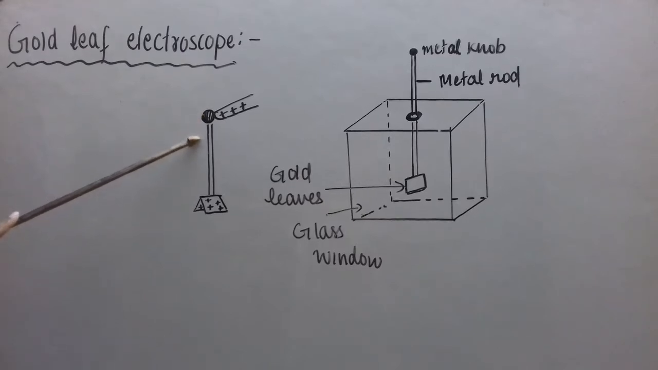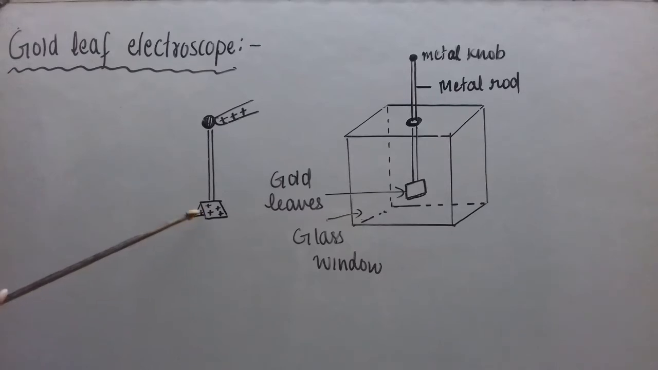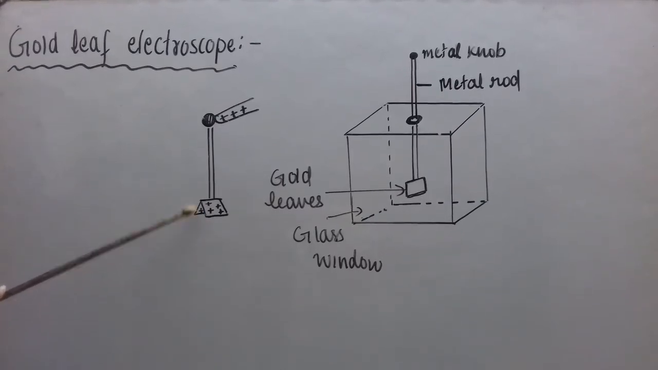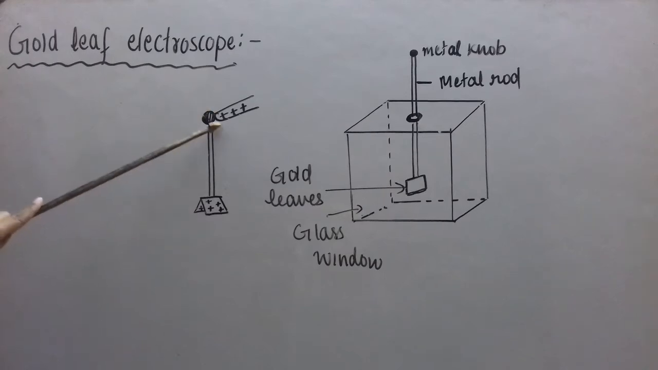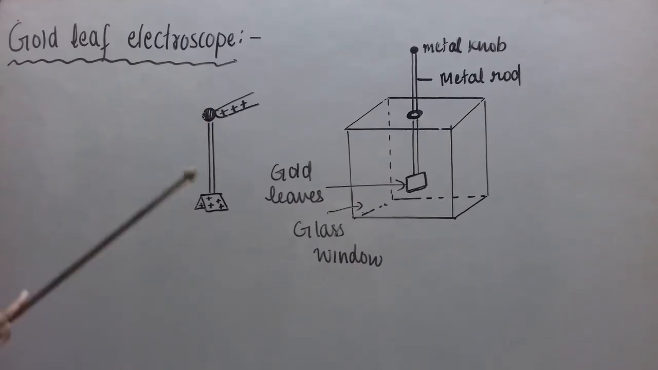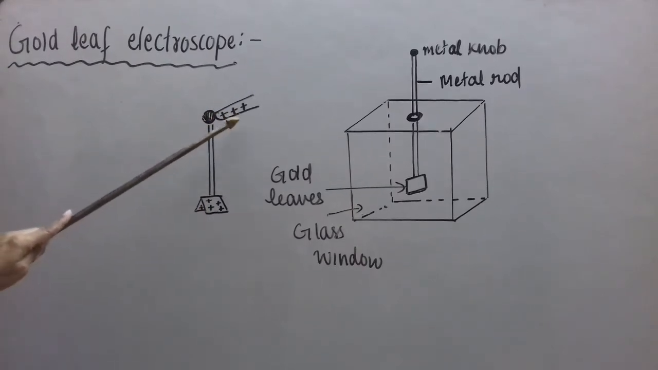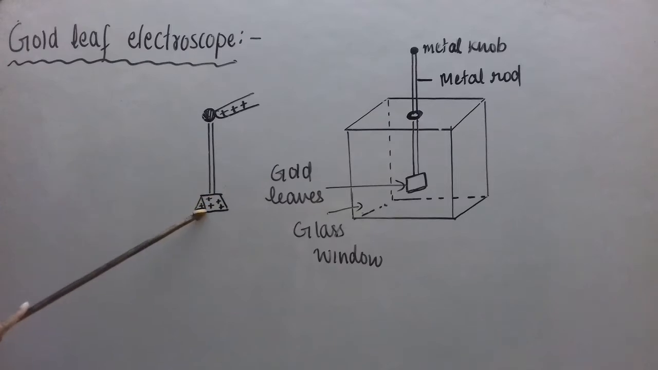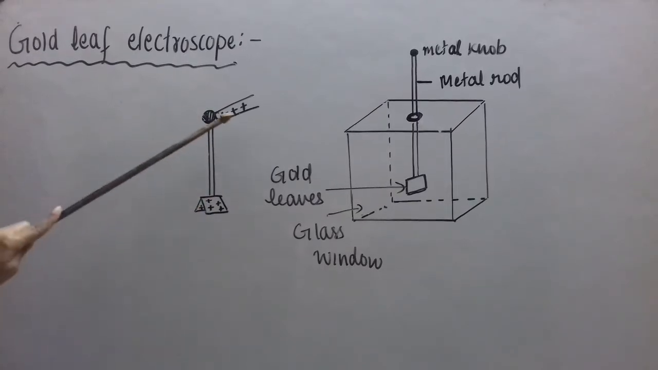The negative charge will flow and the two leaves will become negatively charged, and in that case also there will be divergence. So if there is no divergence, it means that the rod which we have placed here, or any material which we have brought in contact with the metal knob, is not charged. So the divergence of leaves tells whether the body is charged or uncharged. If no divergence, then it is not charged. If divergence is there, yes, it is charged.